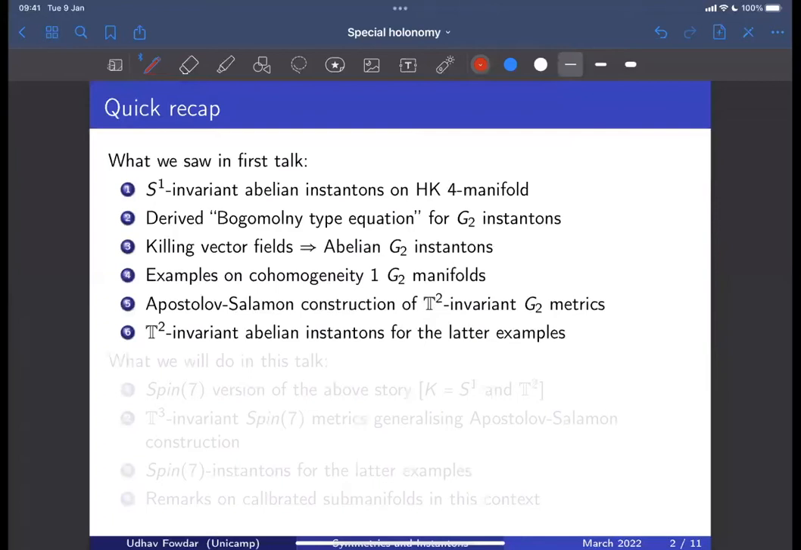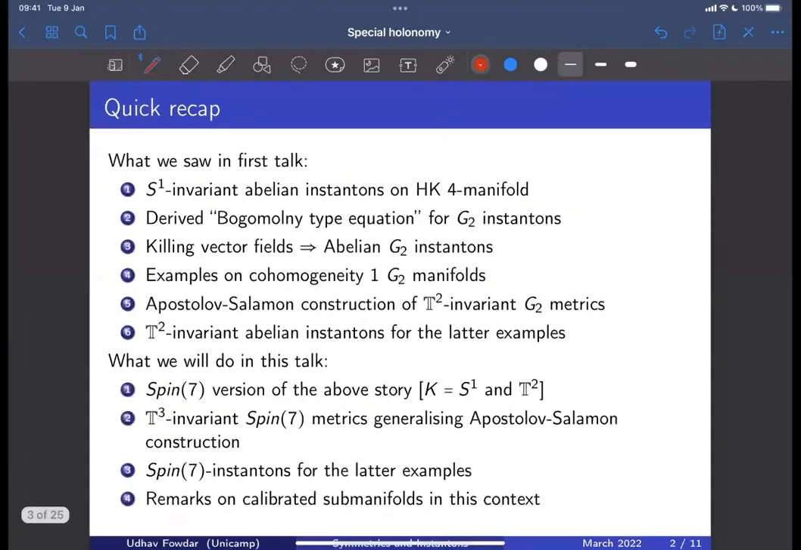After that, we discussed the Apostolov-Salamon construction, which essentially was imposing that the S1 quotient of a G2 manifold is a Kähler manifold. And this gave rise to a Hamiltonian Killing vector field, which by taking the quotient of this manifold, we were able to reduce the construction of certain G2 invariant G2 metrics to a certain Kähler manifold. And we reformulated the instanton condition on this manifold, and we were able to produce examples of abelian instantons in these cases.